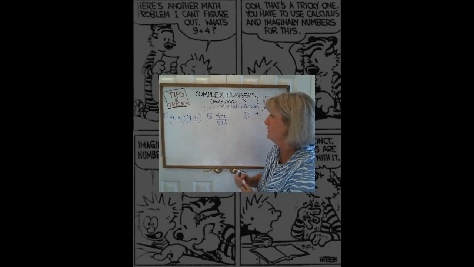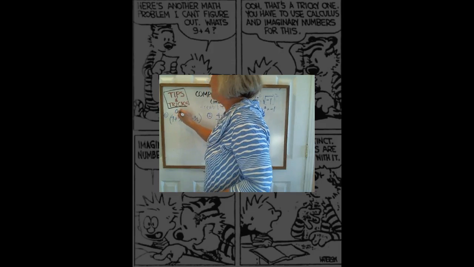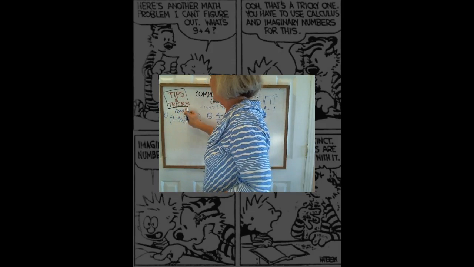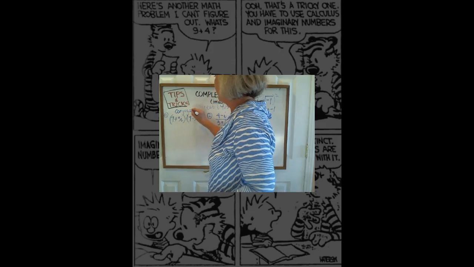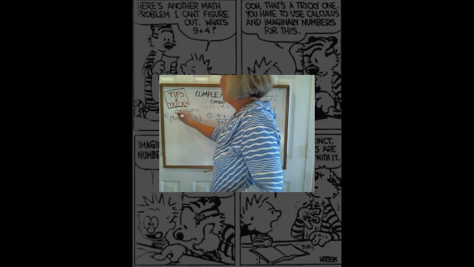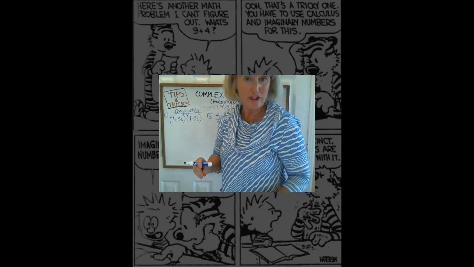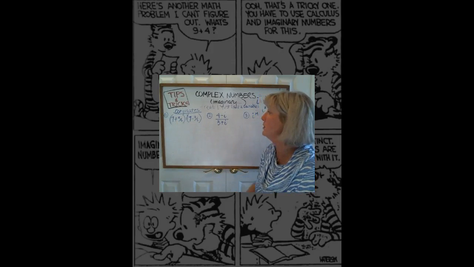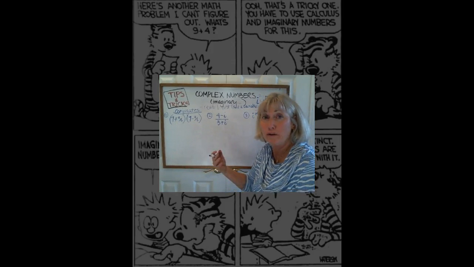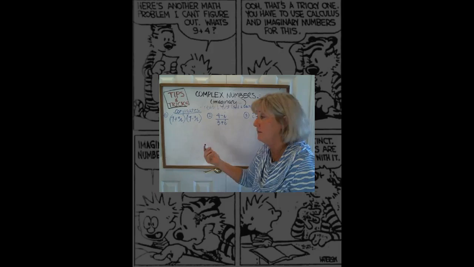These are called conjugates. Oops, I need to spell it right. Conjugates. That's a very important word. Very well might be on your test. It's because when you multiply them together, the i or the square root will be eliminated.